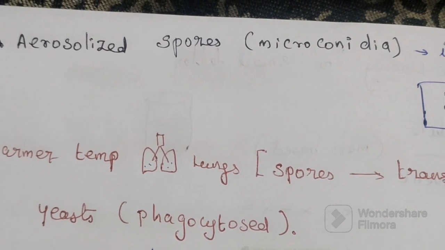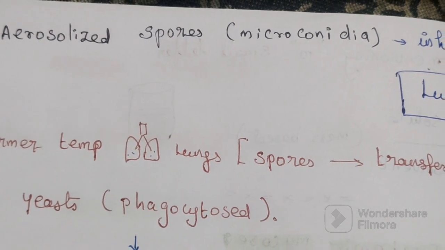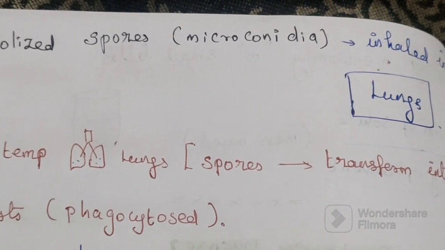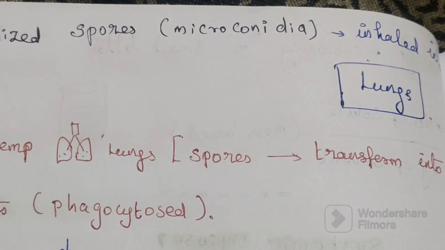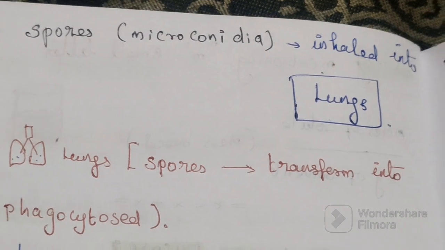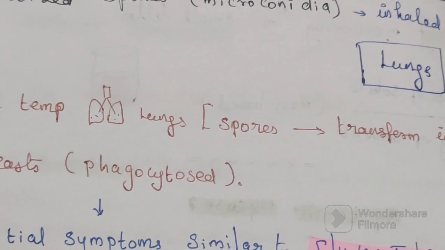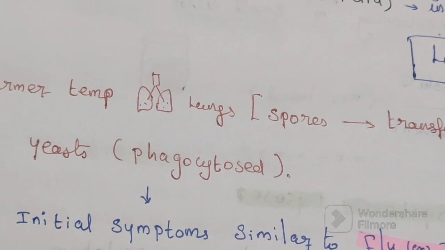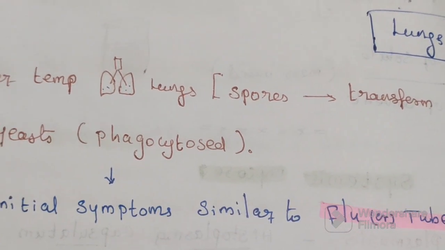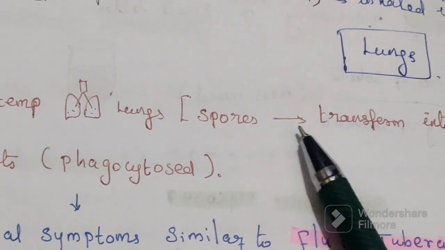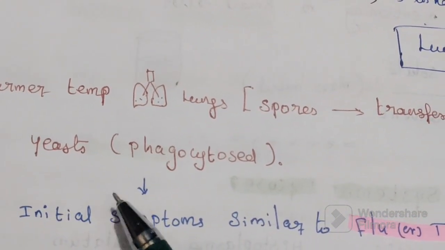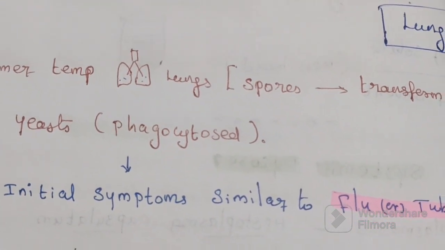So this is distributed in soil, resulting in aerosolized spores, especially microconidia, which get inhaled into the lungs. So it is present in soil in microconidia form. When we inhale, it will enter the lungs. Then the warm temperature in the lungs causes the spores to transform into yeast. After inhalation, these spores are transformed into yeast. They get phagocytized. No actual reproduction occurs in the body.